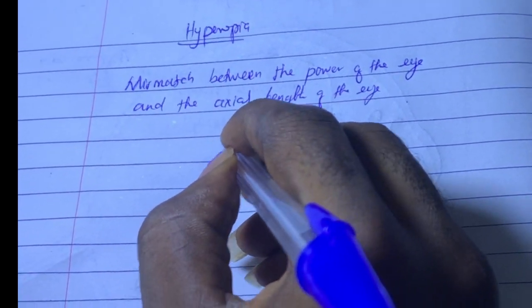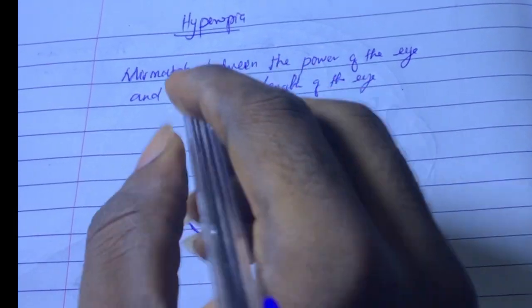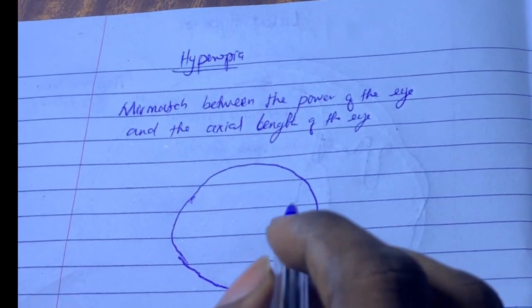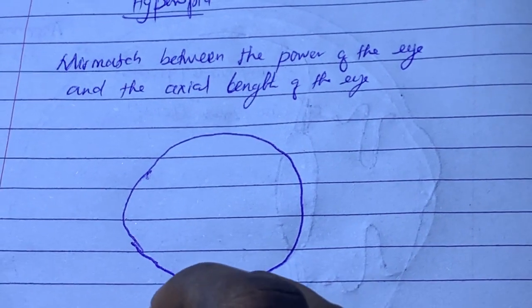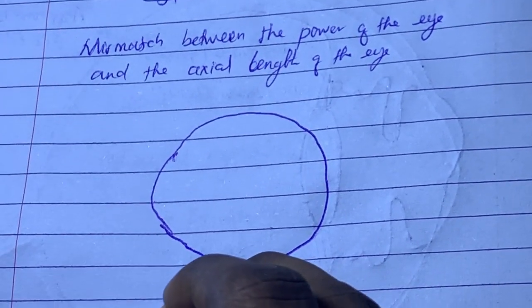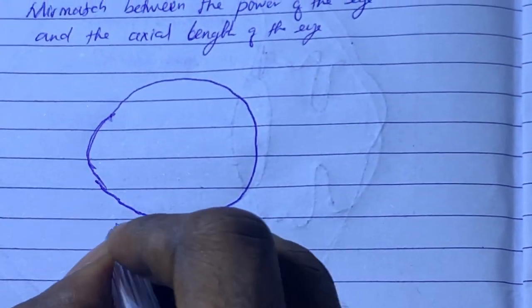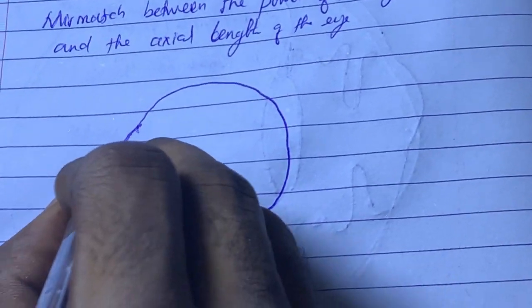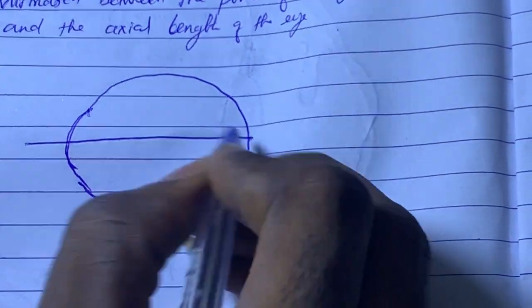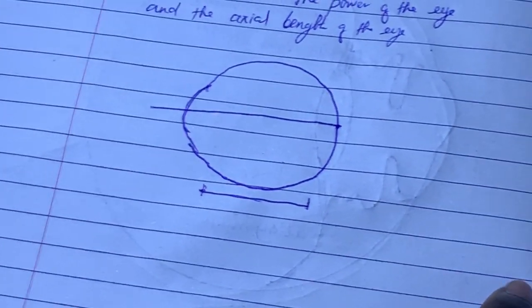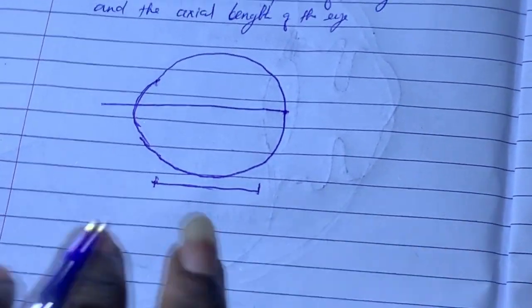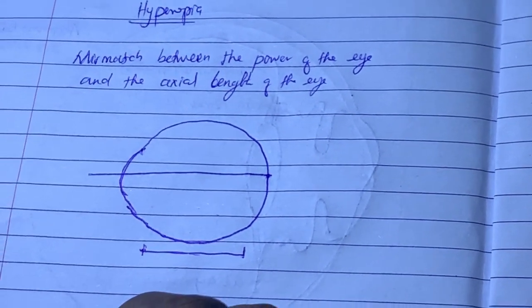Let me say this is the eye. Now, in actual sense, if the power of my eye is matching with the axial length, the length of the eyeball, then incoming light rays need to focus on the retina for me to see very well. But in hyperopia, there's a mismatch between the power of the eye and the axial length. So this is how it happens.